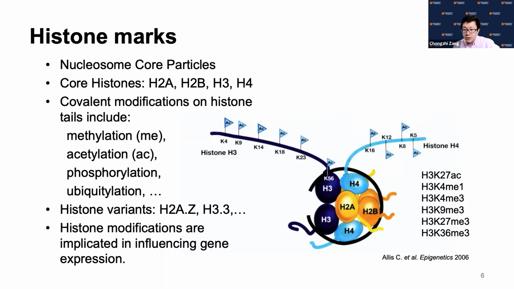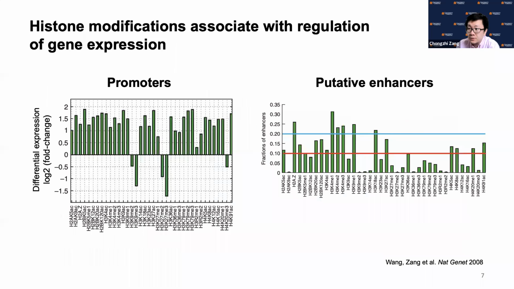So generally, to study the association between these histone modification marks and gene expression, this is work published many years ago in which I did the analysis. We analyzed the ChIP-seq profiles of nearly 40 different types of histone modifications in human T cells, and we tried to associate these modification signals with gene expression.